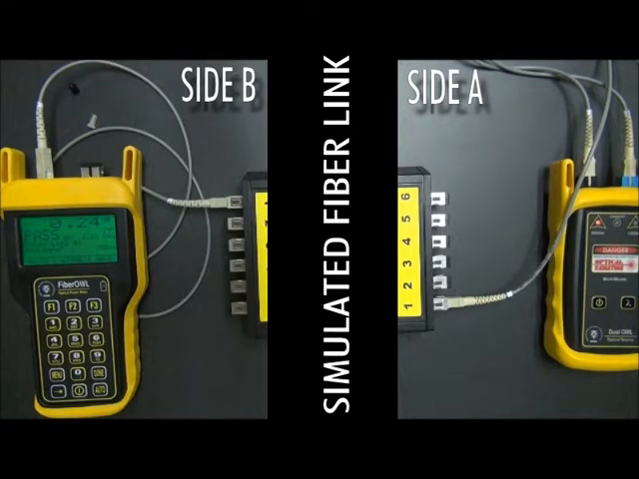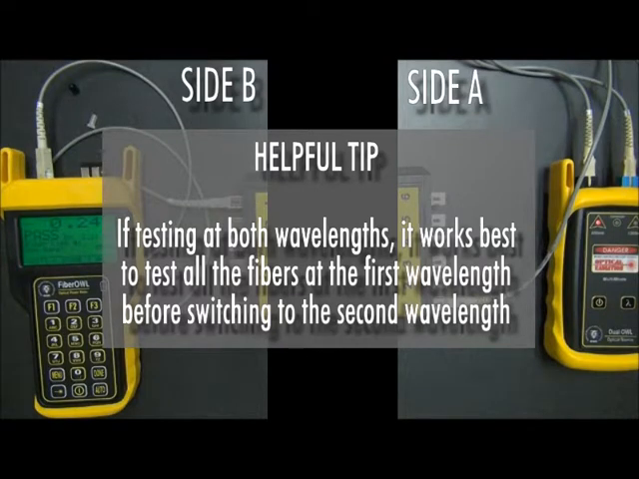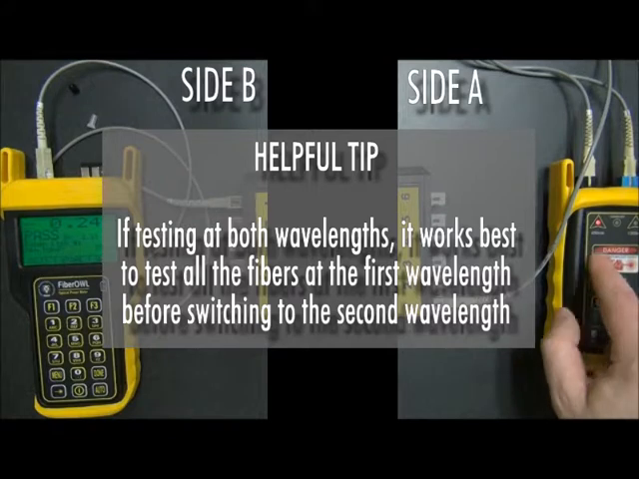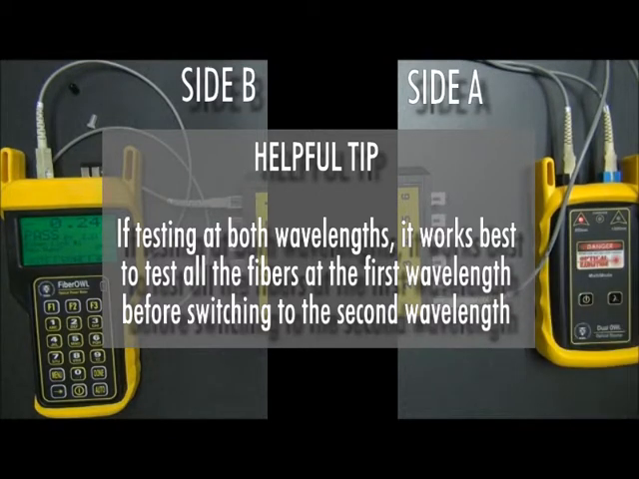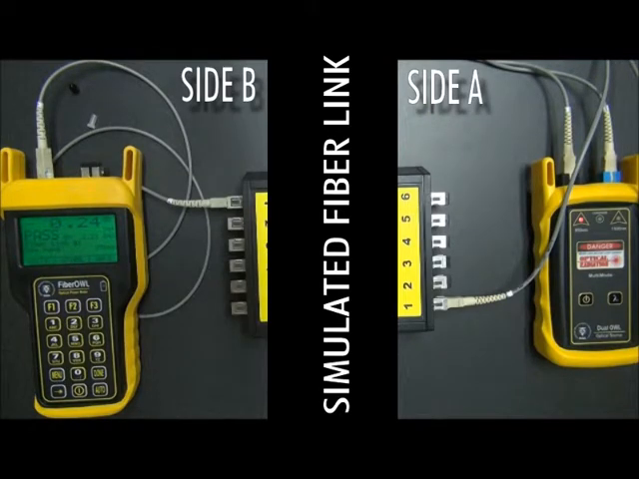Now, as a helpful tip, when using the fiber-OWL and dual-OWL together, since we have a cable for each port, it's easier to test all the ports, 1 through 6 in this case, first at one wavelength, and then switch the wavelength one time to 1300 and then take the readings at 1300. It's a lot easier than disconnecting and reconnecting every time and switching the wavelengths every time. It also ensures that the fiber numbers maintain their sequence.